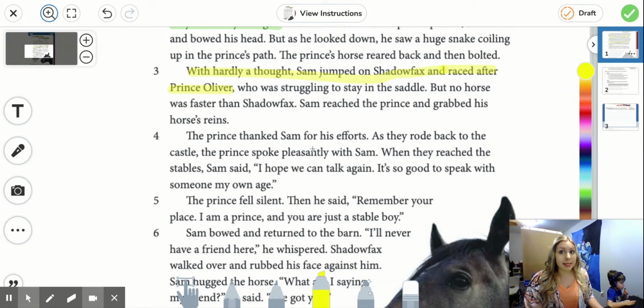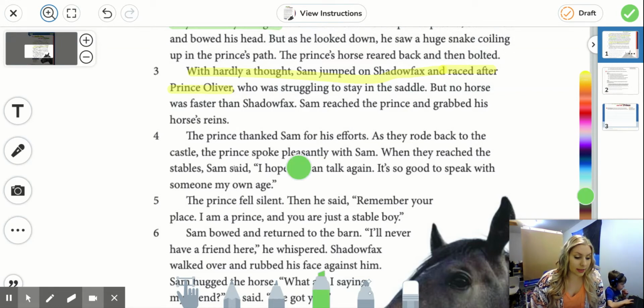The prince thanked Sam for his efforts. As they rode back to the castle, the prince spoke pleasantly with Sam. When they reached the stables, Sam said, "I hope we can talk again. It's so good to speak with someone my own age."